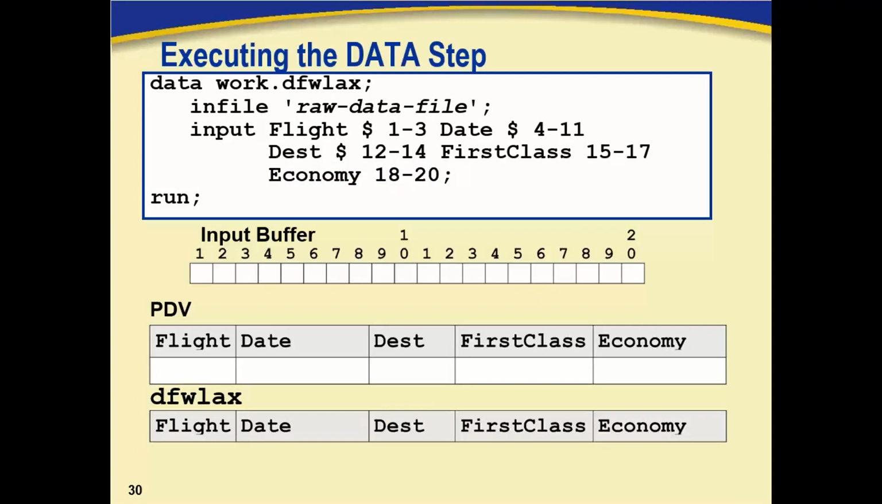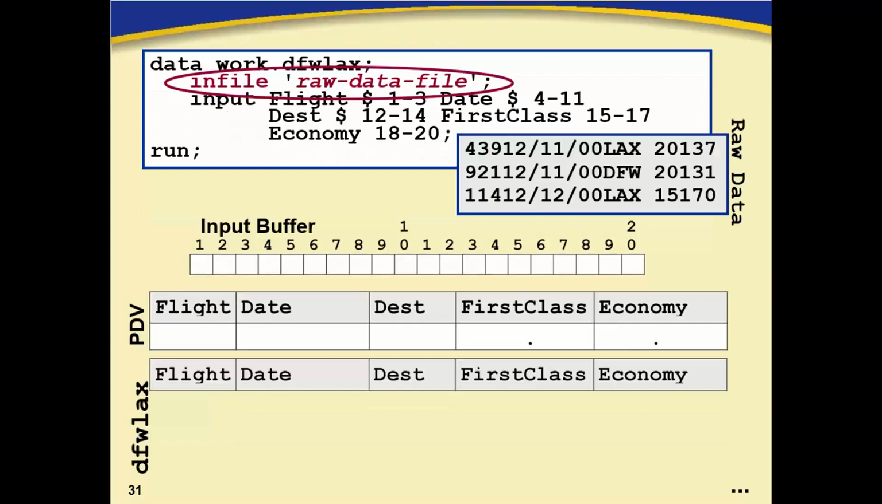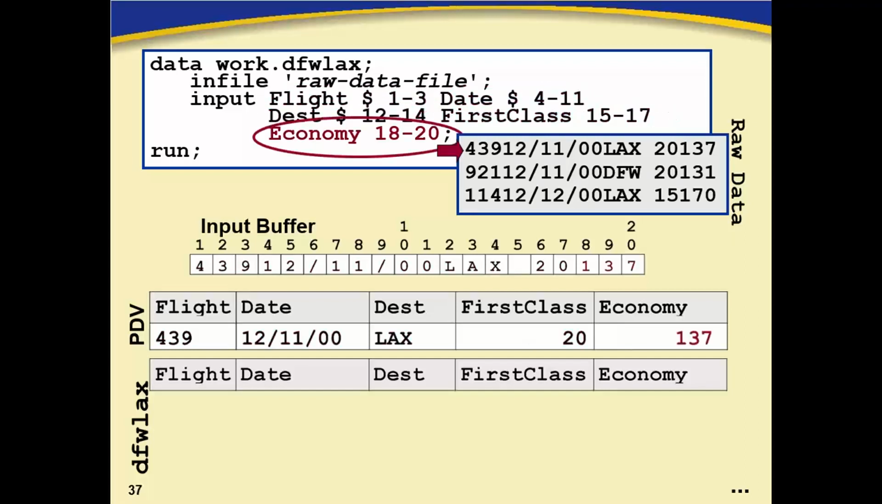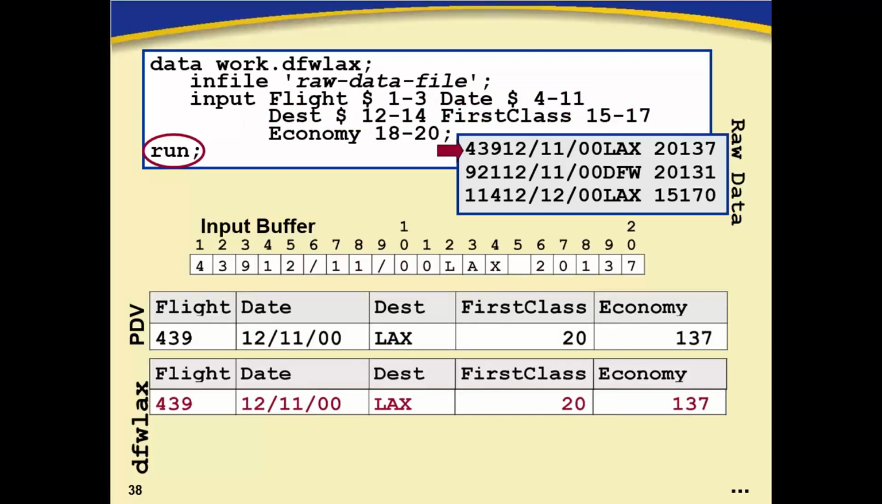In the execution phase, first the raw data is input. The first record will come to the input buffer. From that input buffer, the data will be divided as per the PDV. Like this, all the data will be divided, and then it is written to the data set. Like that, each and every record will be processed. Is that clear? So each and every record will be processed and created in the data set.